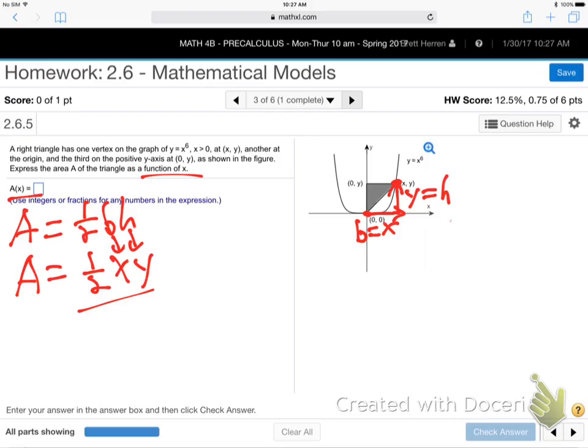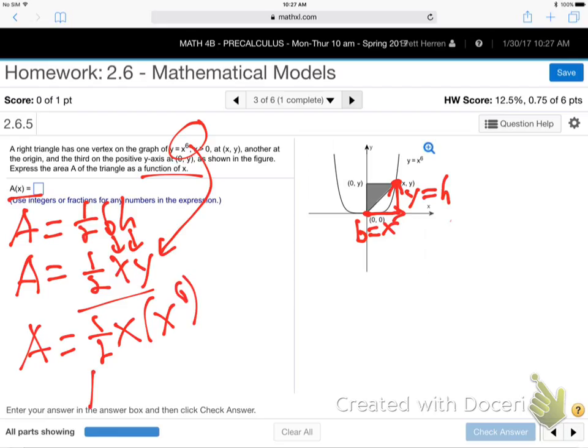How do we do that? Oh, there's the formula. y equals x to the 6th. Pop that in for y. So the area is one half times x times x to the 6th. This was a little cleaner. There's the area function in terms of x. So you plug that in. That's everything they want on that one. So that wasn't too bad. Is that okay?